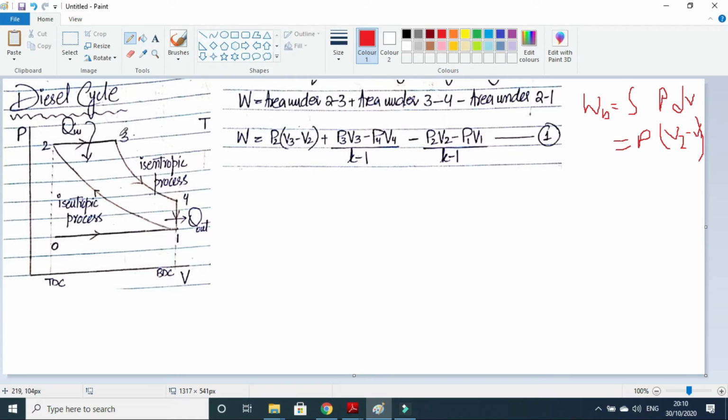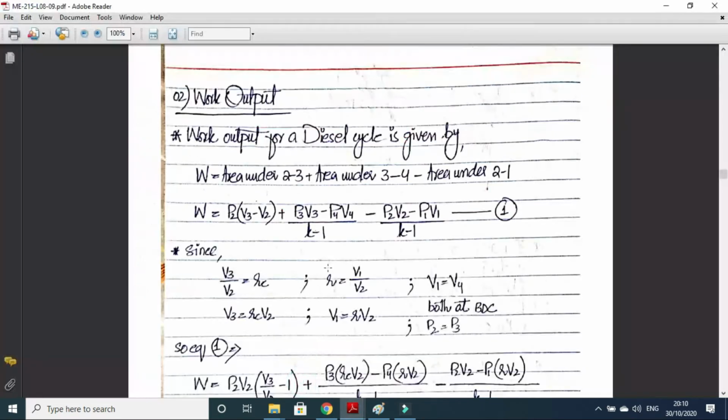Then (P3 V3 minus P4 V4) divided by (k minus 1) is the work done during process curve 3 to 4. (P2 V2 minus P1 V1) divided by (k minus 1) is the work done during the process curve 1 to 2. Negative sign is for work in, positive sign is for work out. So this thing we have used here.